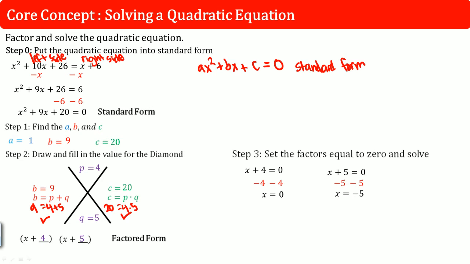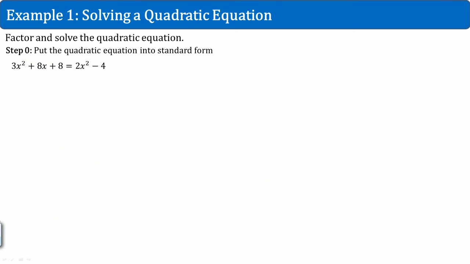Let's do it one more time for example 1. Step 0 is to put the quadratic equation into standard form. Let's get rid of the right hand side. We have to get rid of all the terms on the left side. So we are going to subtract 2x squared from both sides. You get x squared plus 8x plus 8 equals negative 4. Now we add 4 to both sides. That gives you the 0 on the right hand side. You finally get x squared plus 8x plus 12.